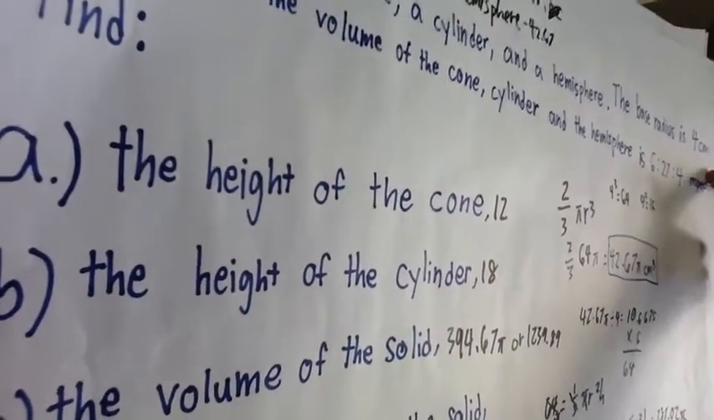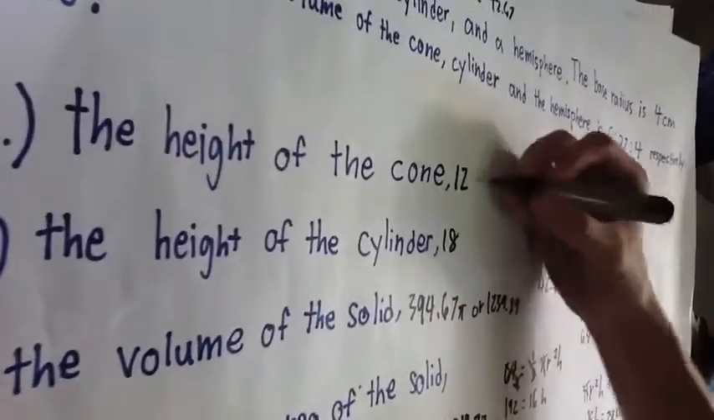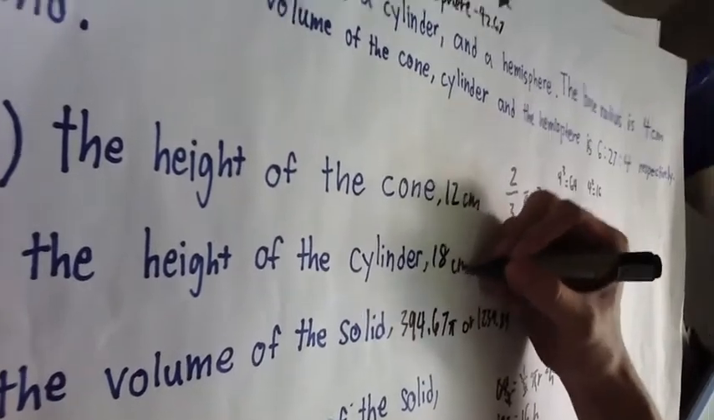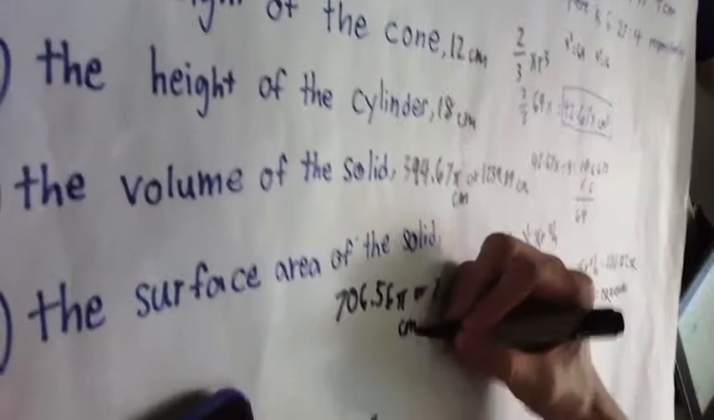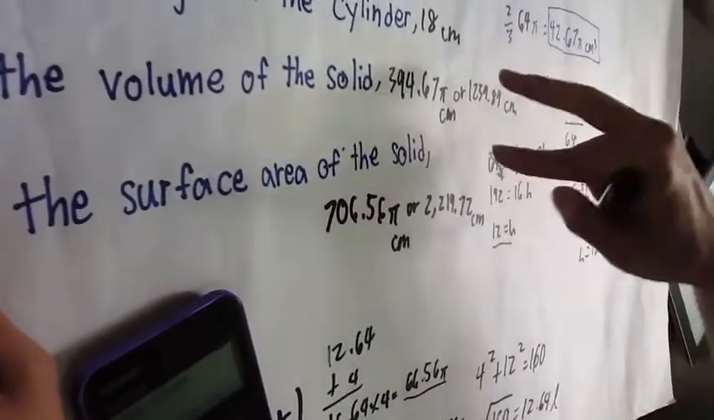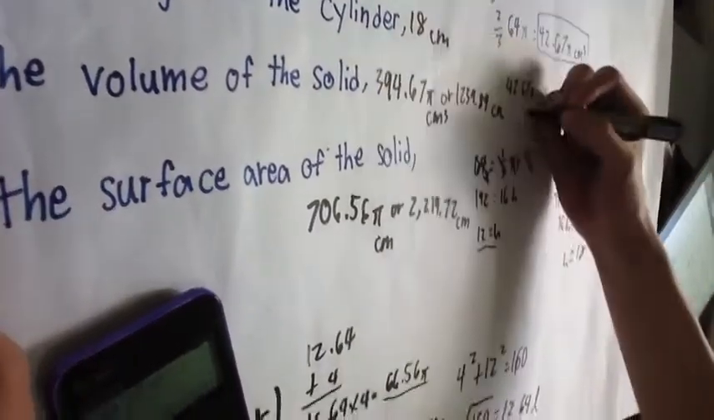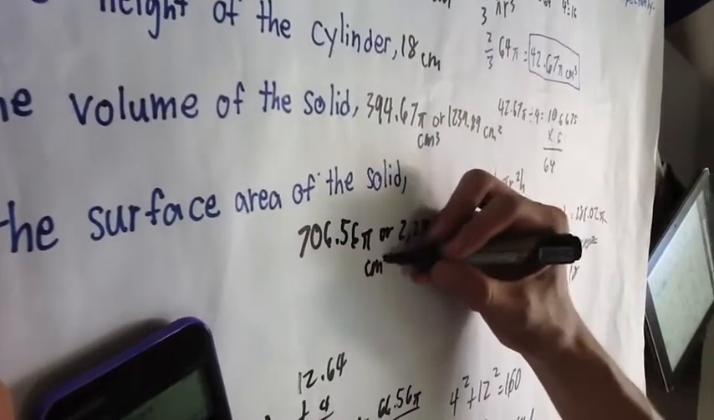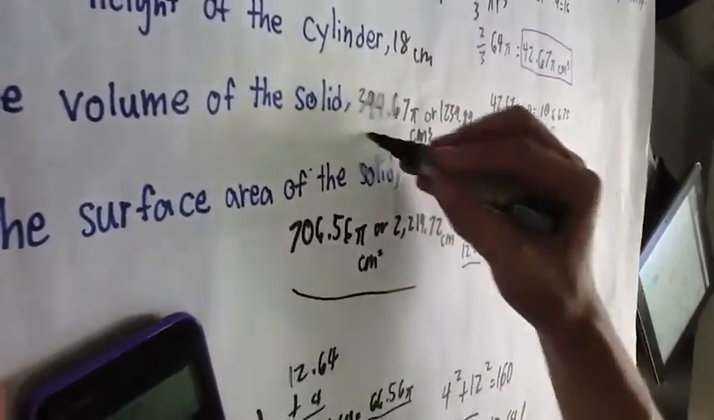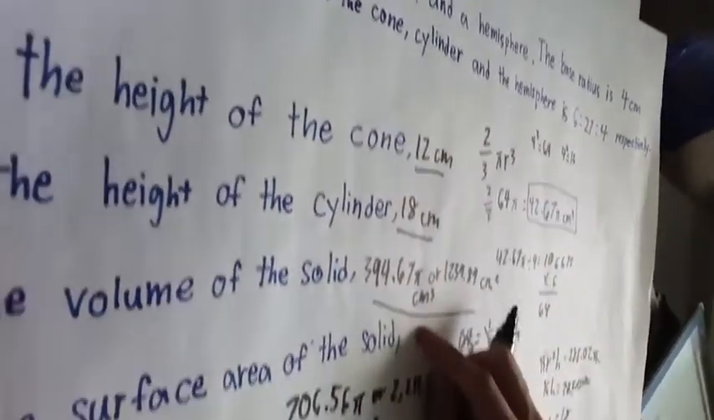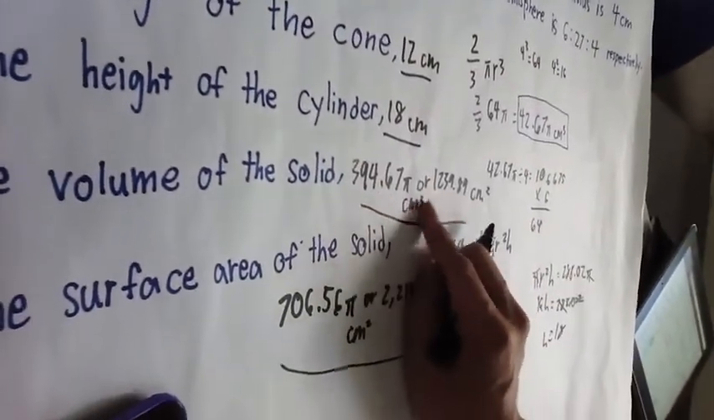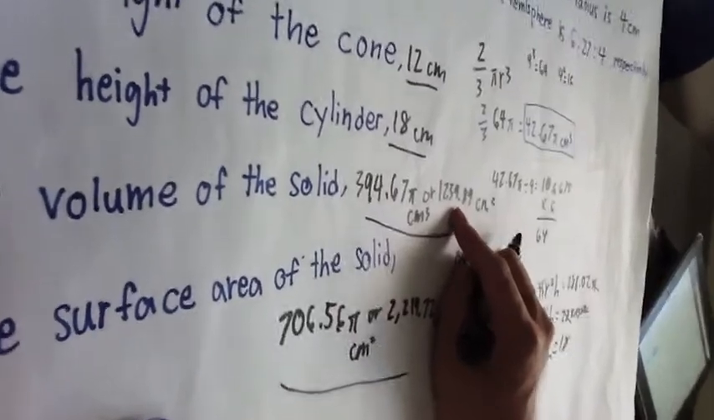And always remember that once you find the final answer, you have to put the units, which is in here centimeters. So always remember that, so you do not get a deduction on your grade. So centimeters each. And then if it's a volume, it has to be centimeter cubed, and if it's an area, it has to be centimeter squared. And those are the answers: 12 for A, 18 for B, 194.67 for C, and this for D.